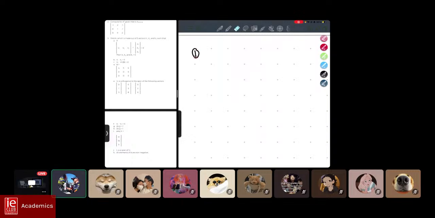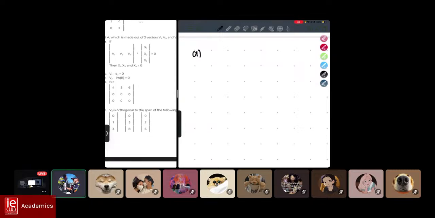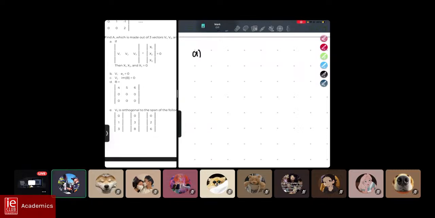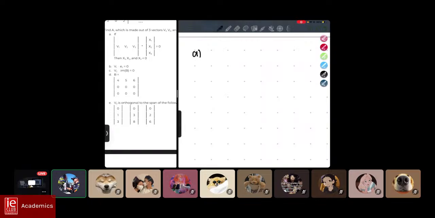So let's start with one. Let's start with A pala. I'll just name it by letter para madali. So this actually doesn't give us much information, because if x1, x2, x3 is equal to 0, edi whatever value for v1, v2, v3 doesn't matter. So we actually don't get any info out of A.